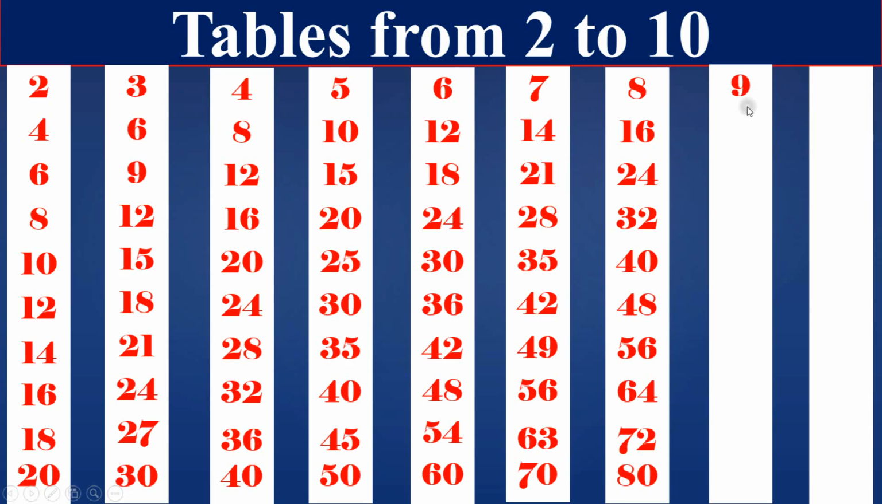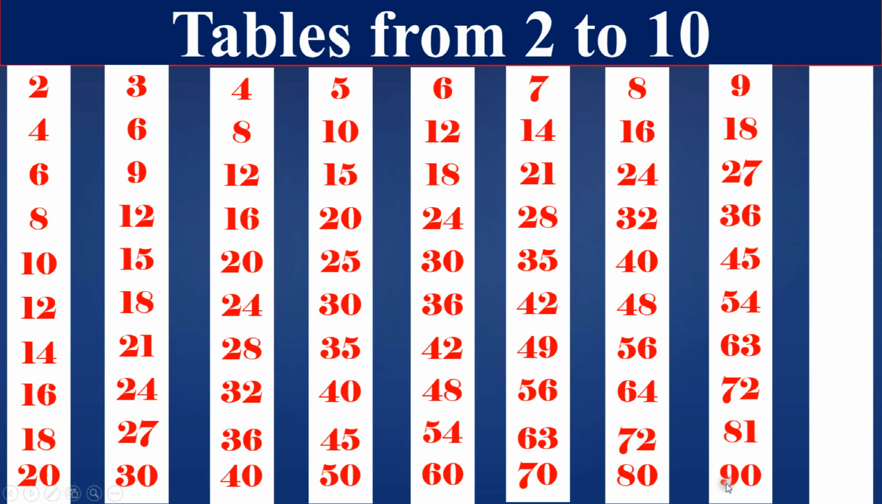9 times 1 is 9. 9 times 2s are 18. 9 times 3s are 27. 9 times 4s are 36. 9 times 5s are 45. 9 times 6 are 54. 9 times 7s are 63. 9 times 8s are 72. 9 times 9s are 81. 9 times 10s are 90.